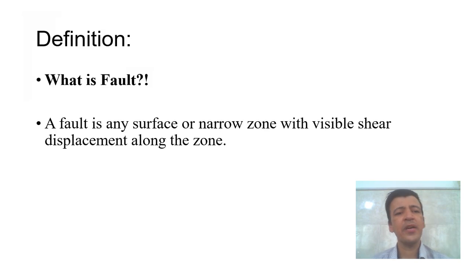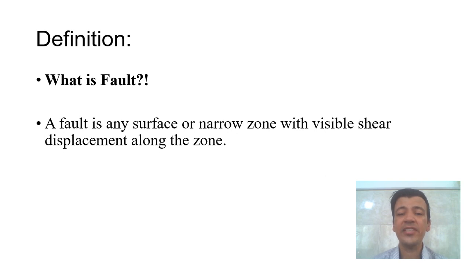Faults. Okay, what is the definition of faults? How do we distinguish the structure of faults? According to the definition, a fault is any surface or narrow zone with visible shear displacements along the zone. In faults, we have a visible shear displacement.